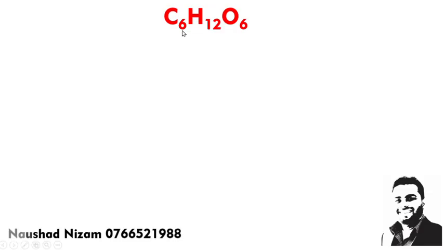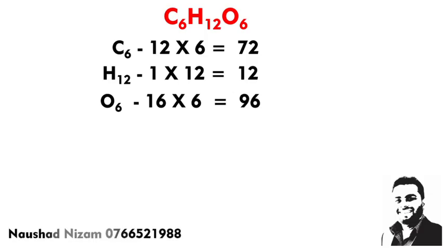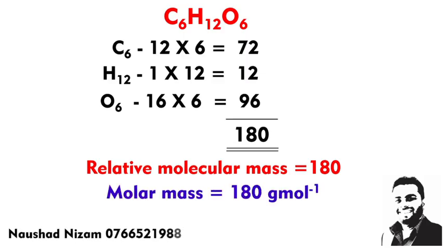Another example we take is glucose, C6H12O6. How many atoms are found in this one molecule? Carbon 6, and 12 into 6. Each carbon has 12 relative atomic mass, and 6 times 12 is 72. Hydrogen, there are 12 hydrogen atoms, so 1 into 12. And then there are 6 oxygen atoms, then 16 into 6. Then when you add them all, you will get 180 as the relative molecular mass of glucose, C6H12O6. And at the same time, you can show the molar mass by taking this relative molecular mass and putting it as grams per mole.